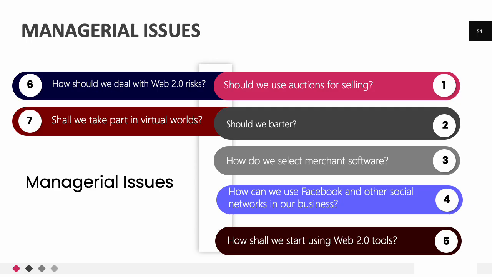The consideration comes with this issue. Auctions can be great for unique items, surplus inventory, or creating buzz, but they might not be suitable for all products and brands. The managers need to weigh the pros and cons: the price control, the market reach, and the brand image. And then, should we do a barter?